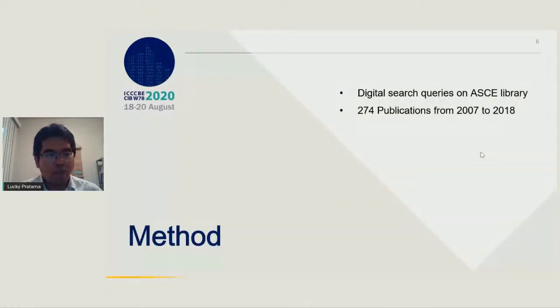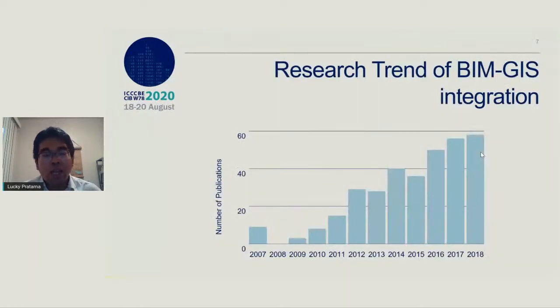Okay, so as I've mentioned before, we did a literature review. We conducted a digital search query on the ASC library, which yielded around 274 publications from 2007 to 2018. And we plotted each publication to their respective year. And we found that indeed there has been an increased interest in research around BIMgis integration, with the year 2018 yielding the most publications in this area.